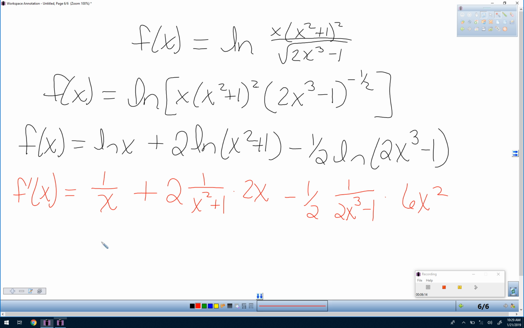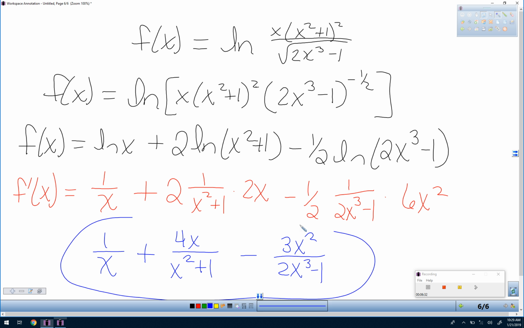So if I clean this up, let me do it in blue, I get 1 over x plus 4x over x squared plus 1 minus 3x squared over 2x cubed minus 1. And that would be the derivative of that function. So again, pre-calculus definitely comes in handy.